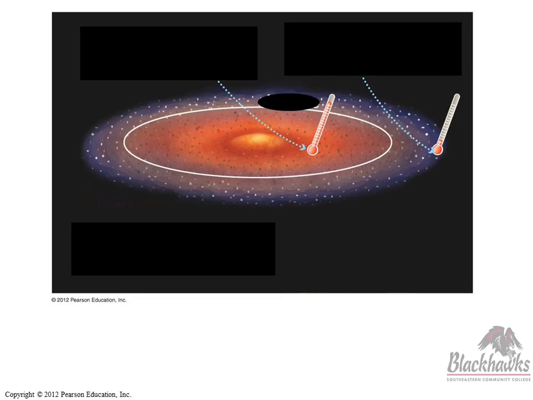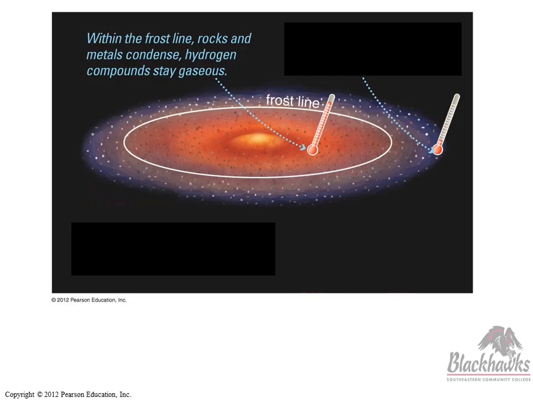Okay, so you see the thermometers? They are on either side. That white line is called the frost line. And the reason they call it the frost line, remember those 4 different types of material I said? The things that solidify at hotter temperatures, the rocks and metals, they will solidify on that side. So the inner planets are abundant with rocks and metals. Why? Because it's too hot for anything else to really stick around and make a planet. Does that make sense?